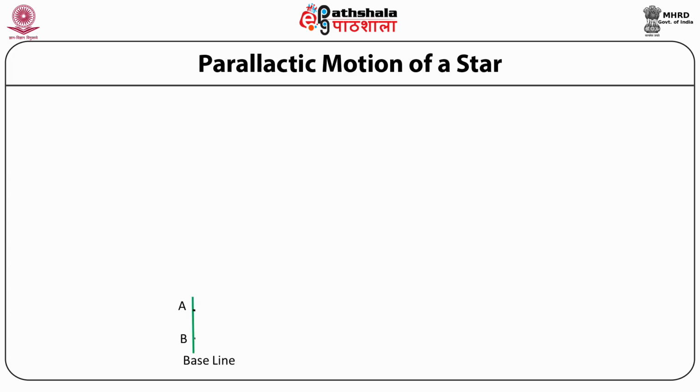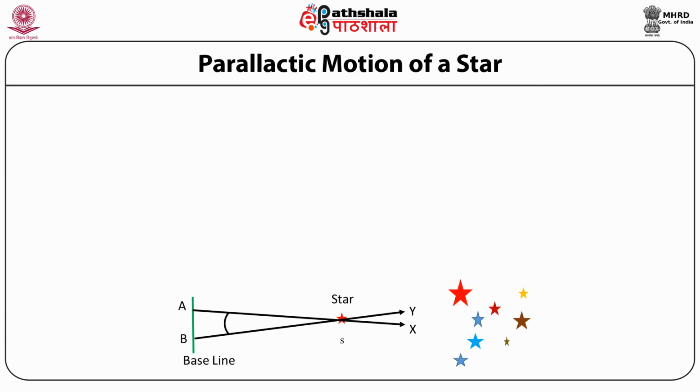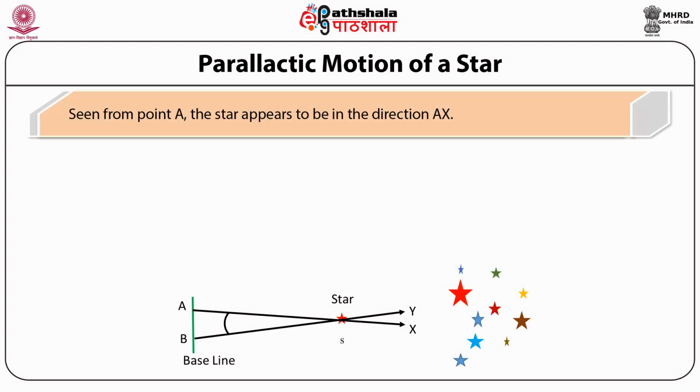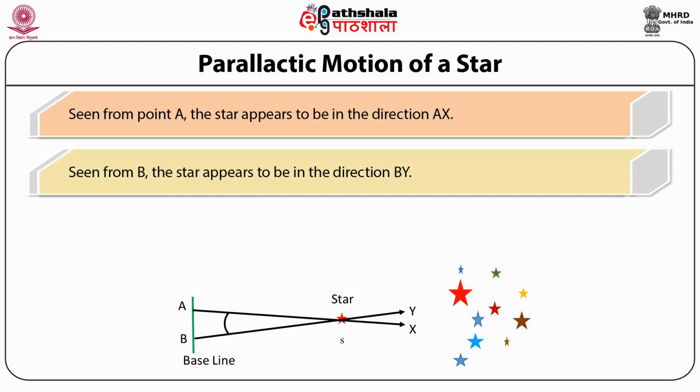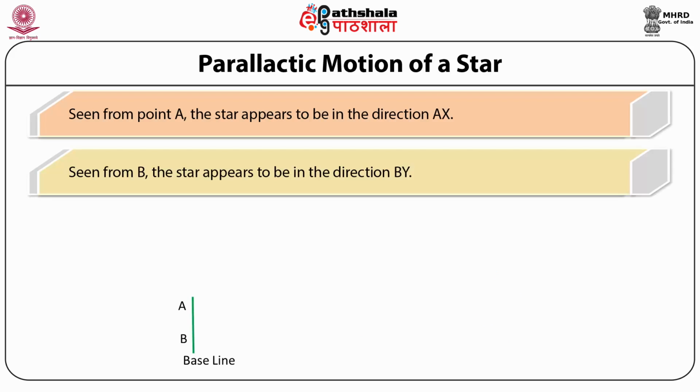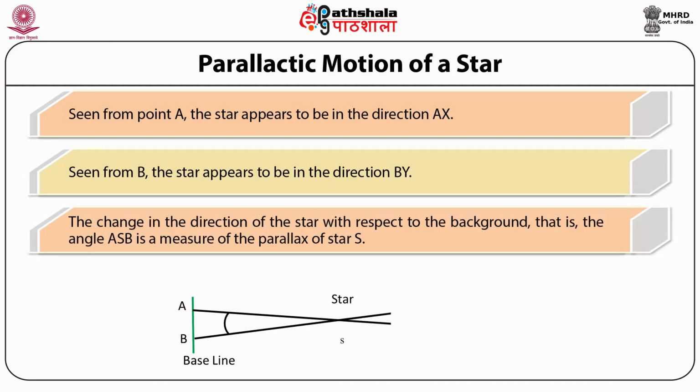Parallax is the apparent shift in the position of an object with respect to the background. When seen from two different positions A and B, the direction of the star changes with respect to the background. As seen from point A, the star appears to be in the direction AX. As seen from B, the star appears to be in the direction of BY. The change in the direction of the star with respect to the background, that is the angle ASB, is the measure of the parallax of a star. This angle is measured in radians.